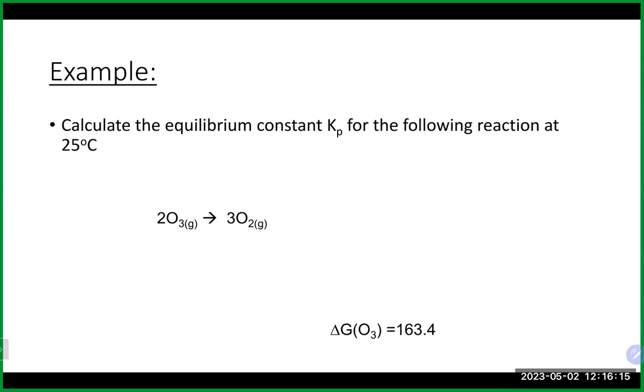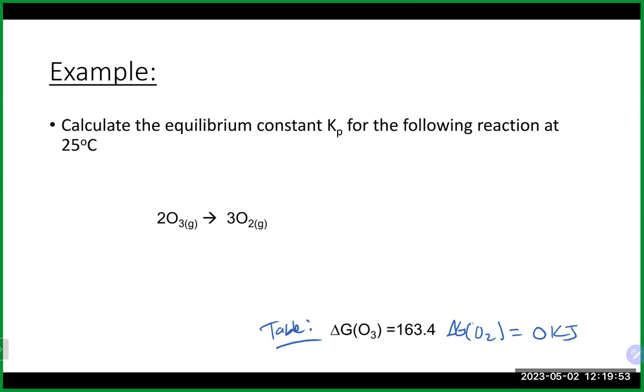All right, so why don't you give this a go, see what you come up with. I do another delta G value from a table. The O2 value is 0 kilojoules. Calculate the equilibrium constant Kp for this reaction, given that information, and again at the bottom here are some table values.